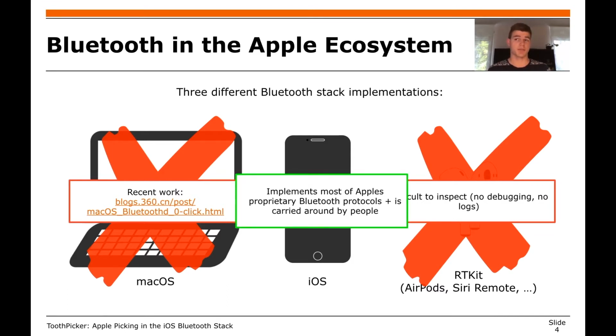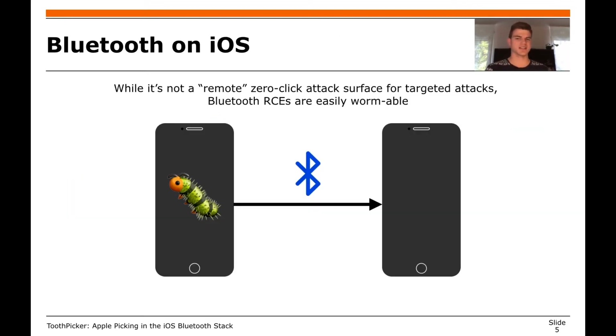It implements most of Apple's proprietary Bluetooth protocols and protocol extensions. And also, due to its nature, iOS devices and especially iPhones are carried around by people all the time and everywhere. So while Bluetooth is not the classical remote zero-click attack surface for targeted attacks against individuals, Bluetooth RCEs are easily wormable. So if there's one infected device, it's very easy to spread around. And given the large number of iOS devices, this seems like a reasonable attack.